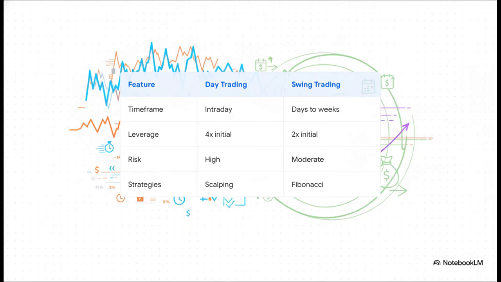Choosing how you trade depends entirely on your personality, your risk tolerance, and frankly, how much free time you have to anxiously stare at a screen. Day trading is super high intensity. You're holding positions for minutes or hours, aiming to capture small price movements, often using high leverage up to 4 times your initial capital. The risk is high because you have to act incredibly swiftly. A single loss could wash out your whole day's profit. Strategies here include things like scalping and riding immediate momentum.